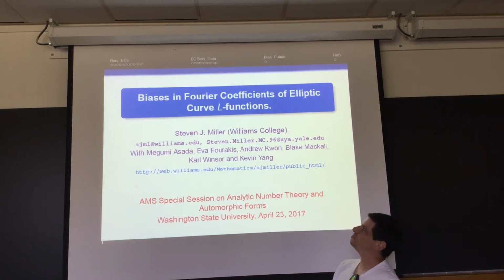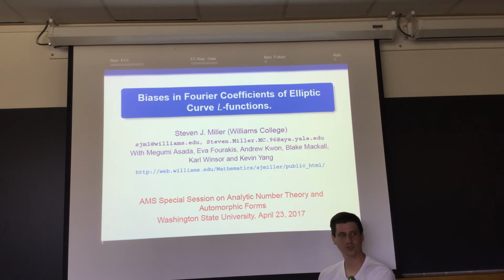So this is biases and Fourier coefficients of elliptic curve L functions. I can check with my former students to see if the bet is still active. It's on the order of $10 or $20 as to whether this conjecture is true or false. What you have to be very careful about is small cases being misleading.